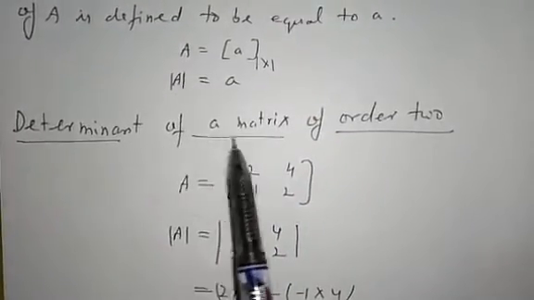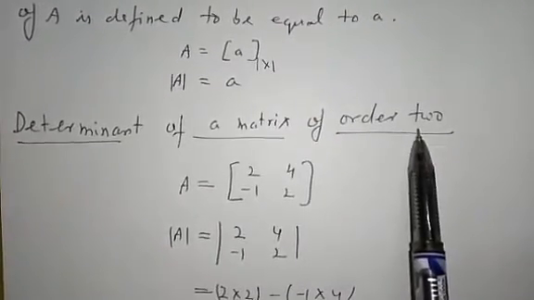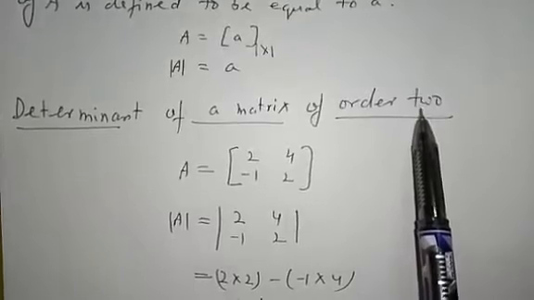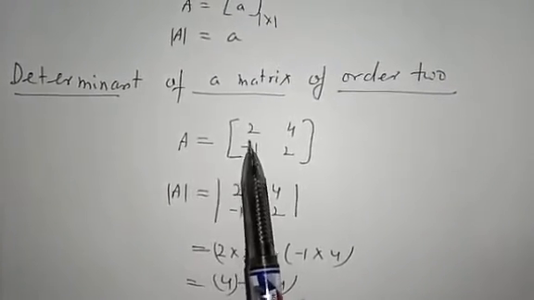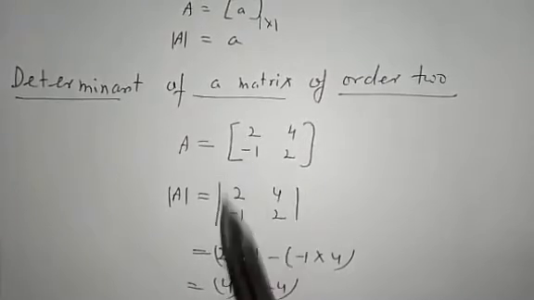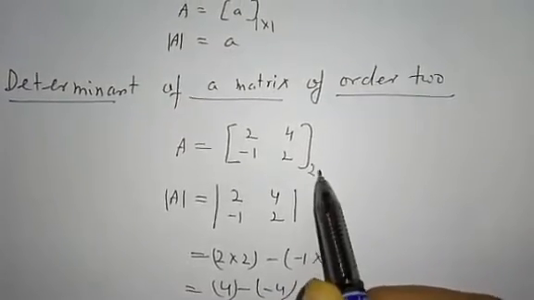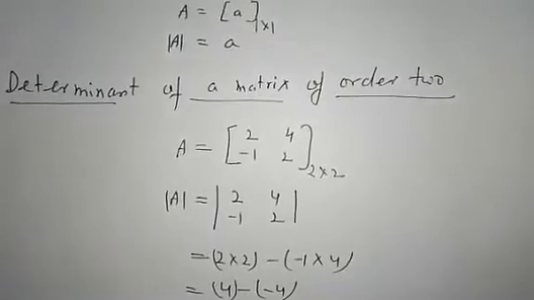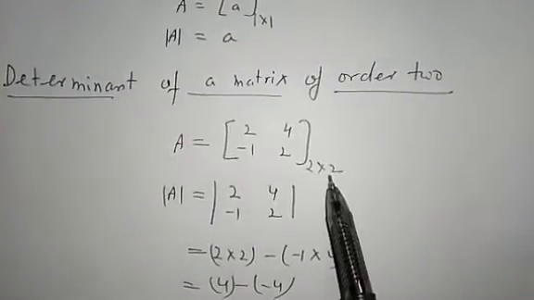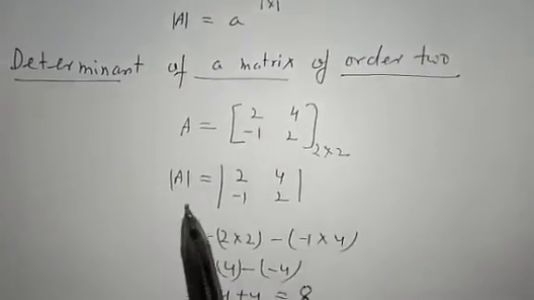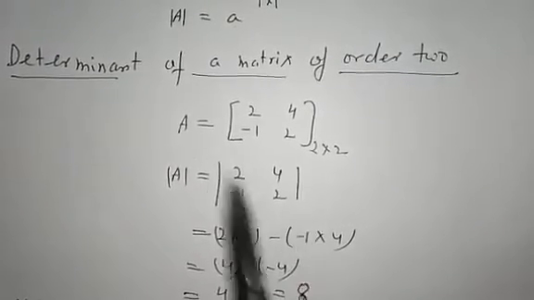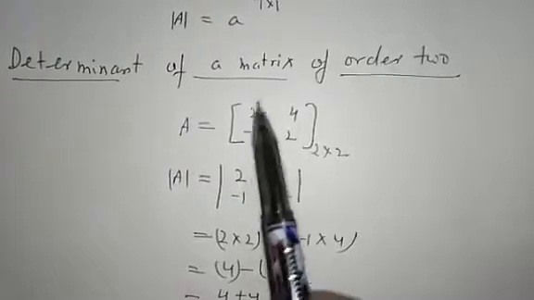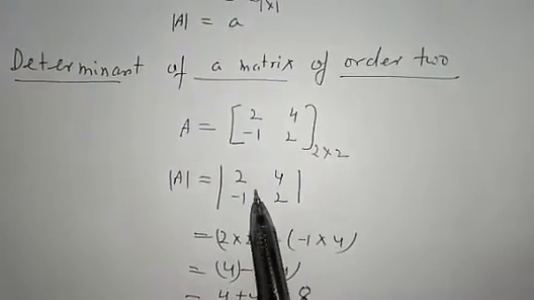Now the determinant of a matrix of order 2. So we take one example. Matrix A is 2, 4, minus 1, 2. This is the matrix of order 2 into 2. Order 2 means 2 into 2. Determinant A is equal to determinant. This is the symbol for determinant, and we take all the elements of the matrix.